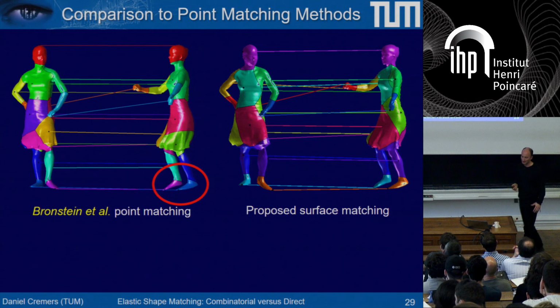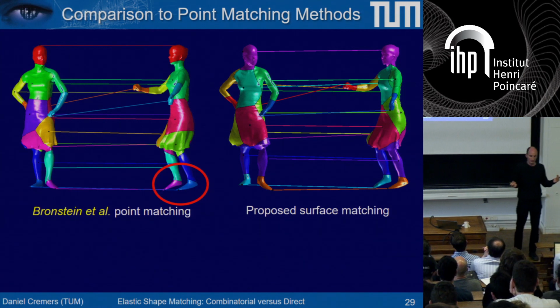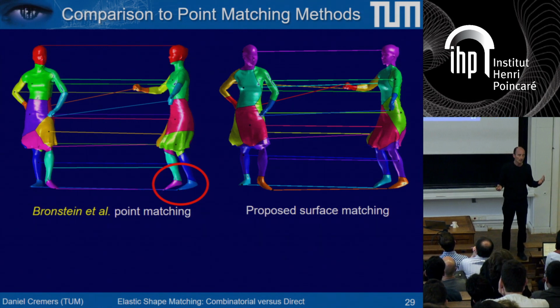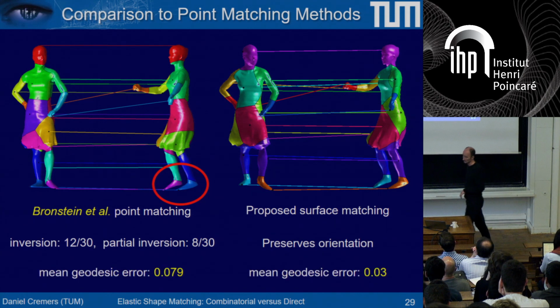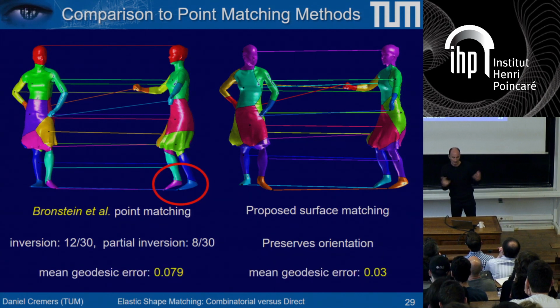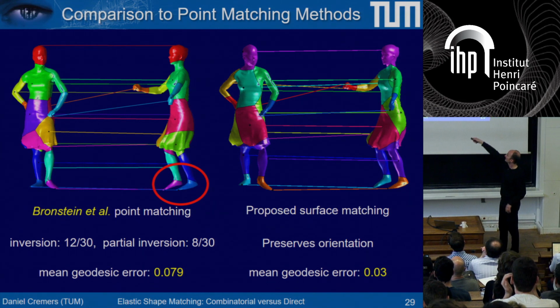So one of the things that, as I said, you don't have when you treat shapes as point clouds, you don't have a notion of orientation. And so one of the things we found is that in the quantitative evaluation on a data set of 30 shapes, we found that very frequently it inverts the orientation. And sometimes it inverts it partially.